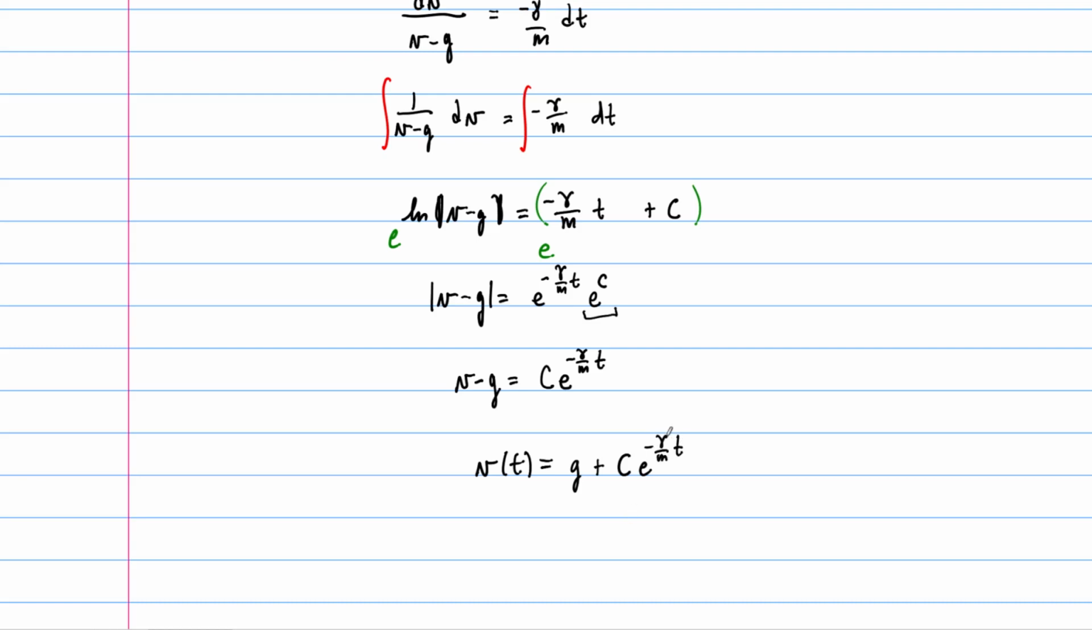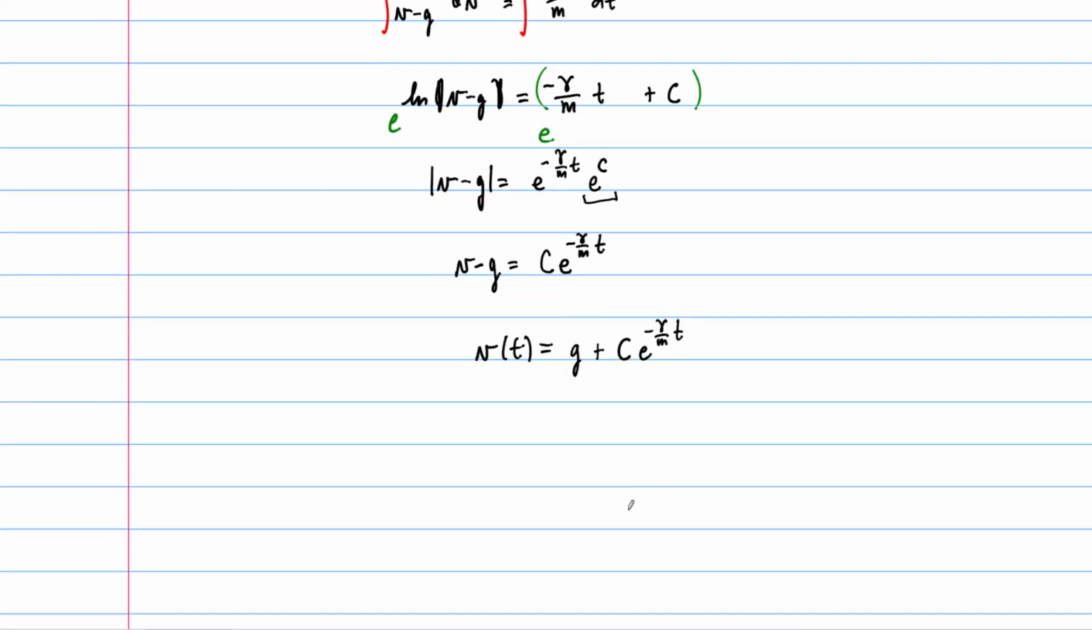All right, and as time goes on, this term gets closer, right? Minus gamma over m. This is negative, and so as t gets very big, this term right here gets close to 0. So there you go. There is the solution of the free-falling body problem.